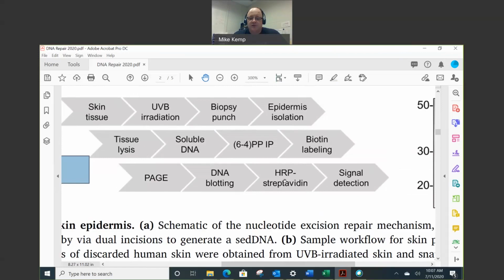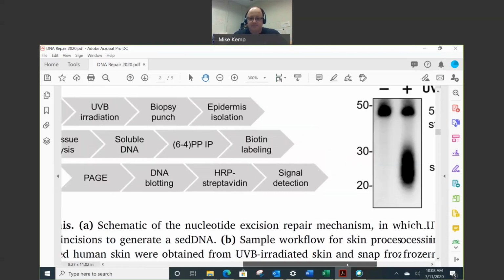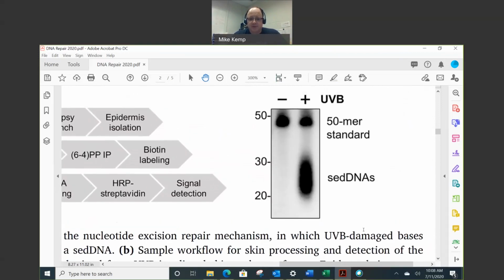And then we use HRP streptavidin. So this will then bind to that biotinylated nucleotide. And then we can detect the signals with a chemiluminescent substrate that gives off light that we can then detect on, for example, a ChemiDoc Bio-Rad system. And this is an example of this data, what we see.